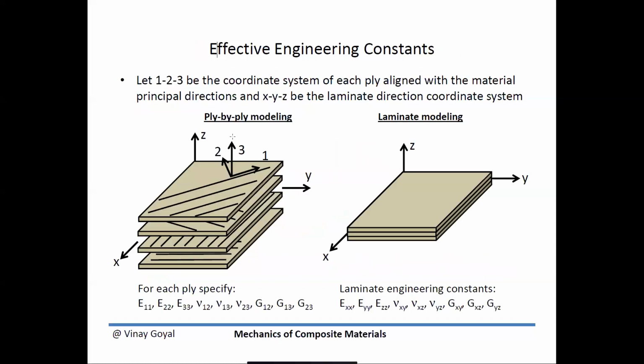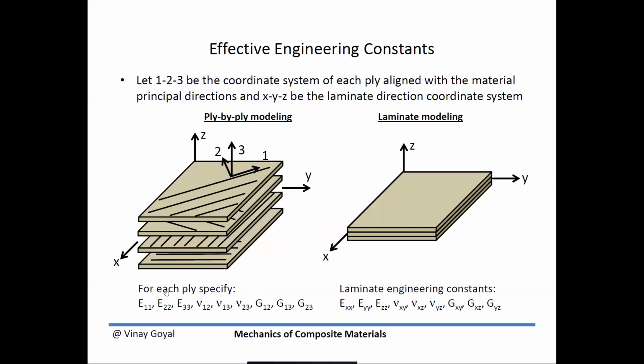So what are we trying to achieve? Given the 1, 2, 3 coordinate system of each ply, with the material principal directions, X, Y, Z are the laminate directions that we will consider. Every ply will have a coordinate system 1, 2, and 3. 1 is aligned along the fiber. 3 and Z are aligned through the thickness. And X, Y, and Z are the laminate coordinate system.